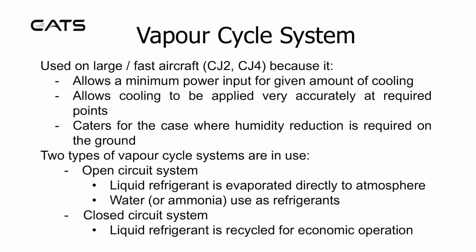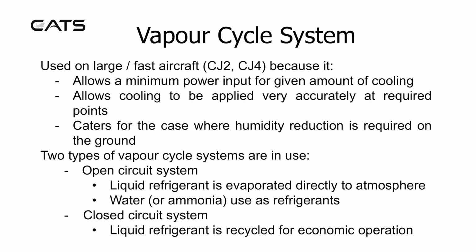The vapour cycle system is used on large fast aircraft, for example the Citation CJ2 or CJ4, because it allows a minimum power input for a given amount of cooling. It allows cooling to be applied very accurately at required points, and it caters for the case where humidity reduction is required on the ground.